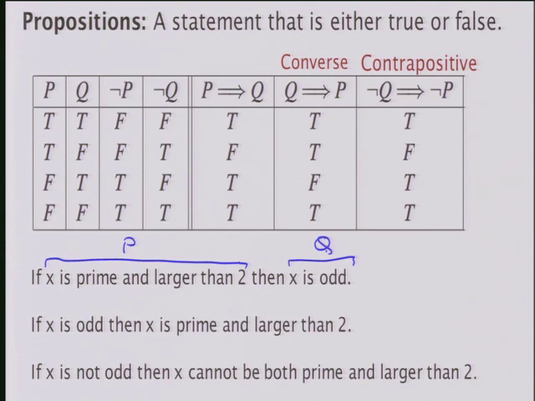Okay, so now we can also look at the converse of this statement, which is if Q, then P. So this says if X is odd, then it must be prime and larger than 2. That's clearly false.